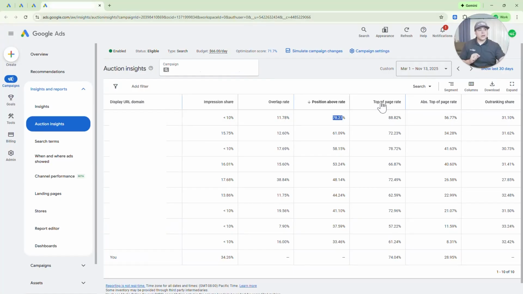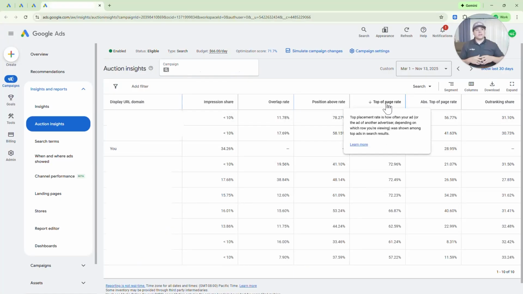So if we go to the next column here, this is top of page rate, and Google describes it as: the top placement rate is how often your ad, or the ad of another advertiser, depending on which row you're reviewing, was shown among top ads in search results. So what does this mean to me? This means how often your ad appeared anywhere at the top of Google.